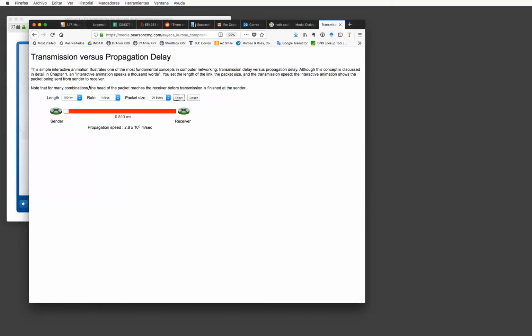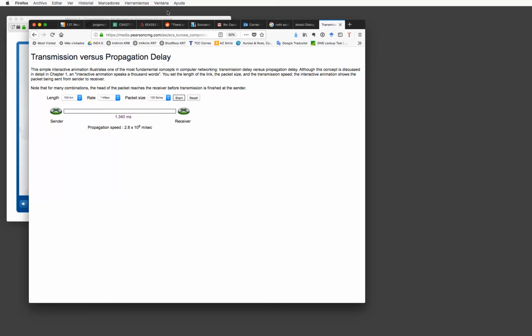Right, let's see how fast, right there. And then I'll ask you a question to say, can you tell by looking at these two diagrams if the length is longer in one than the other, if the rate is different in one than the other, if the packet size is different in one than the other.